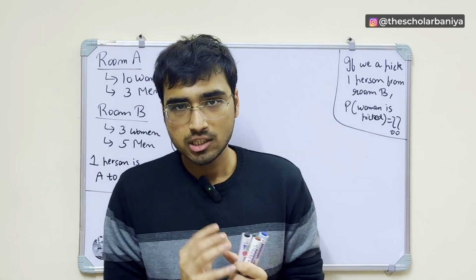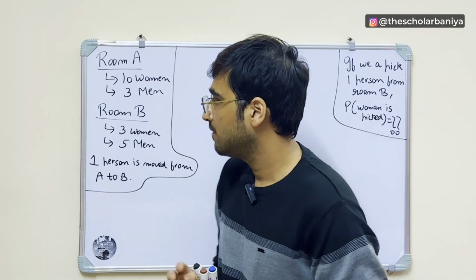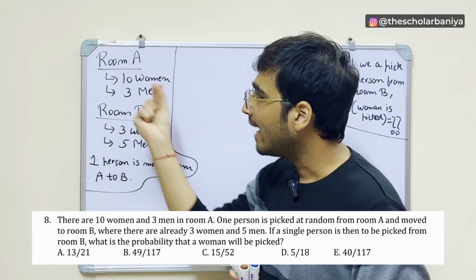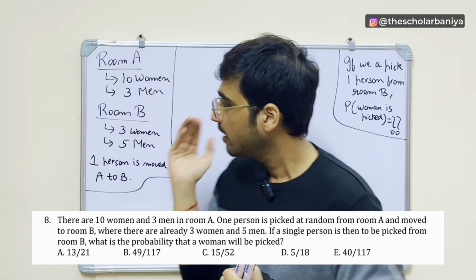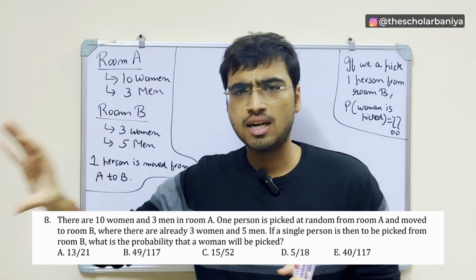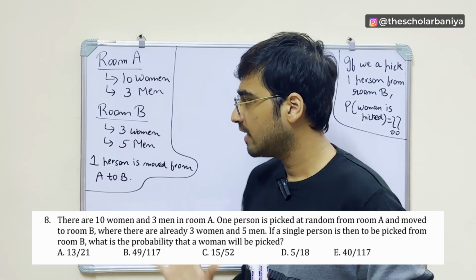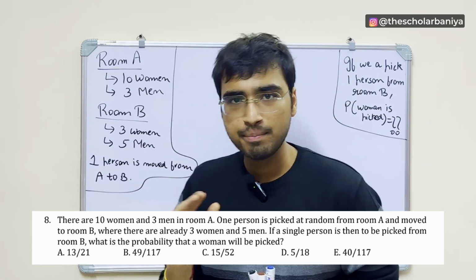So let's move on to the next question, guys. In this question, we are given that there is a room A, and in room A there are 10 women and 3 men present in the room. At the same time, there is another room B in which there are 3 women and 5 men present.